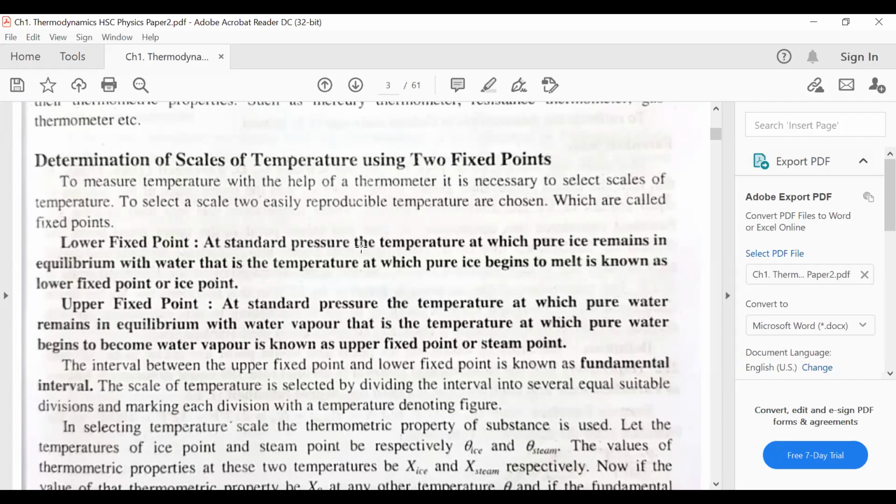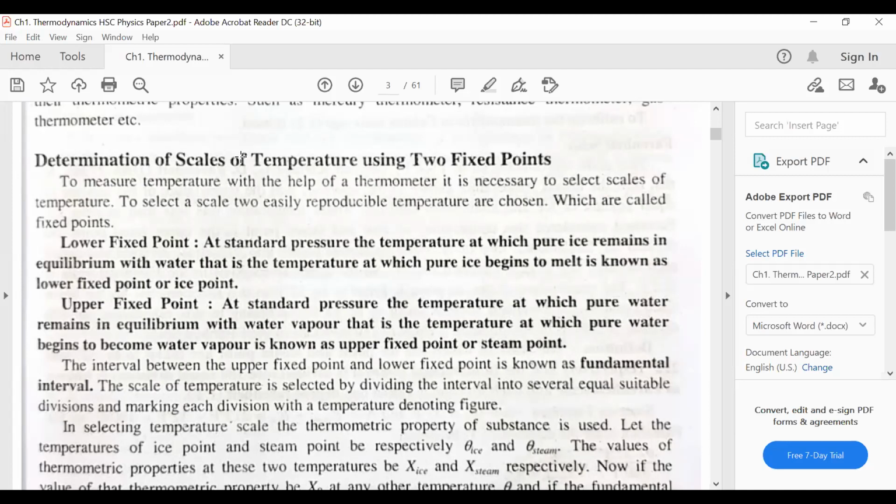And at standard pressure, the temperature at which pure ice remains in equilibrium with water, that is, the temperature at which pure ice begins to melt, is known as the lower fixed point or ice point. You can say that at standard pressure, the temperature at which pure ice begins to melt is called the lower fixed point. What is that temperature in degrees Celsius?